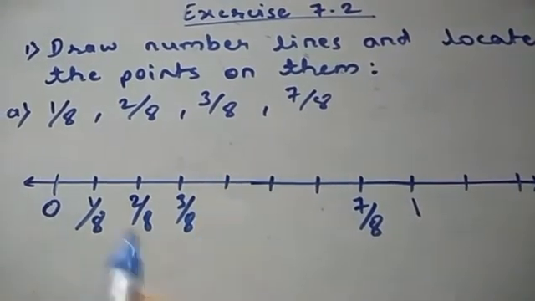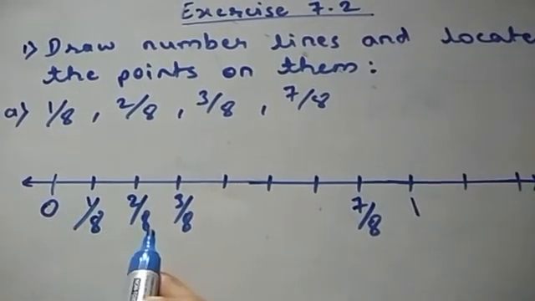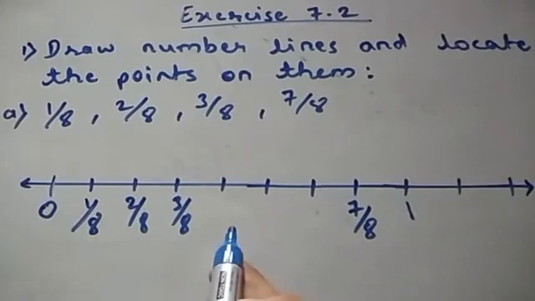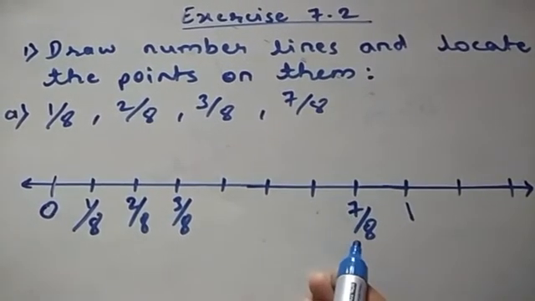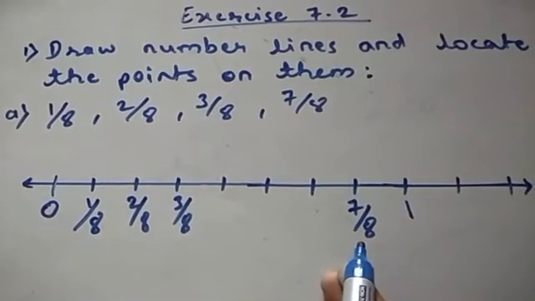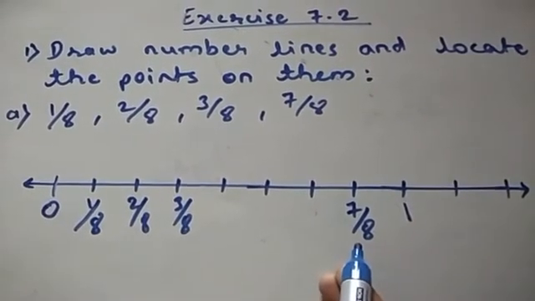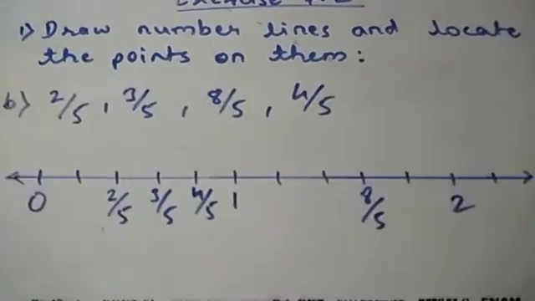So here 1 upon 8 will come, here 2 upon 8, 3 upon 8, here 4 upon 8, 5 upon 8, 6 upon 8, and here 7 upon 8. So these 4 points we have represented here. In this way we can represent any fraction on the number line. Now see one more example.